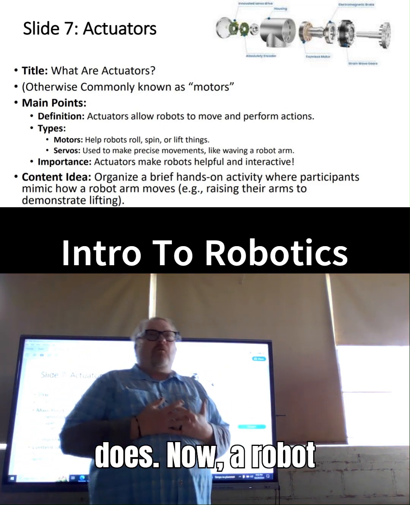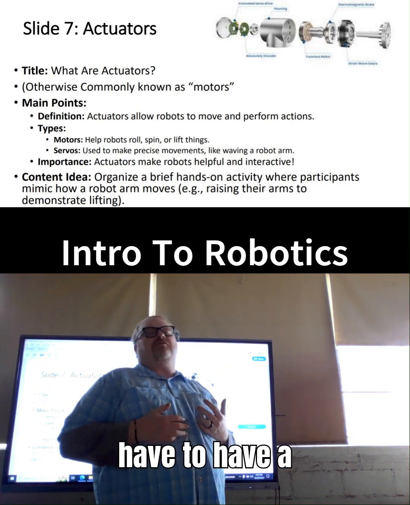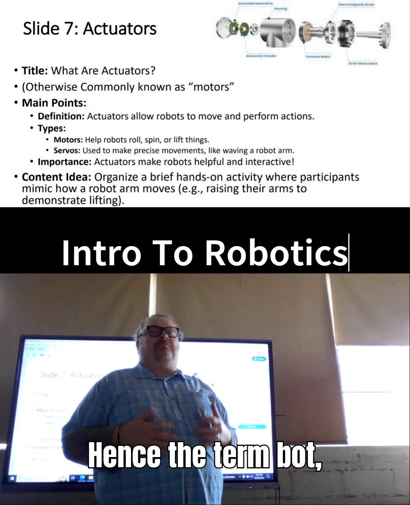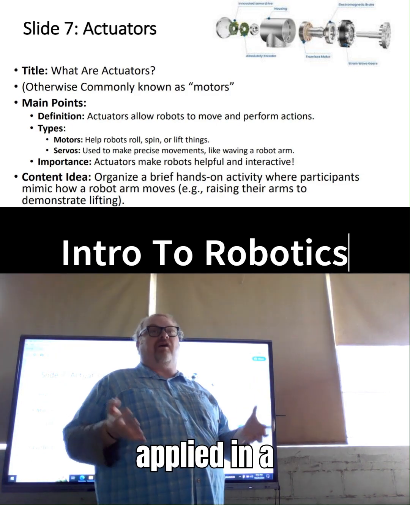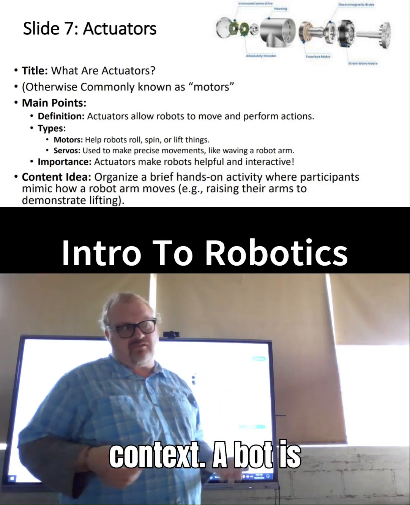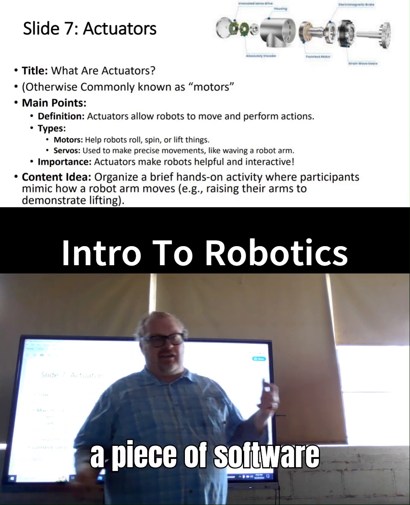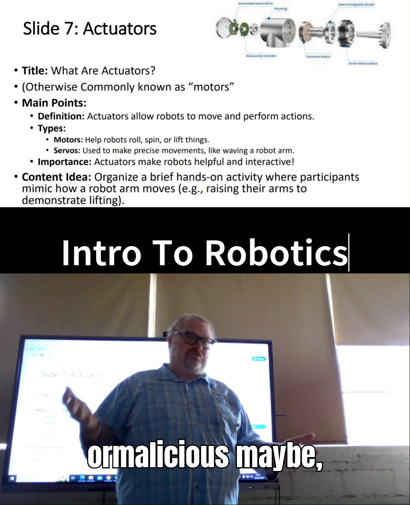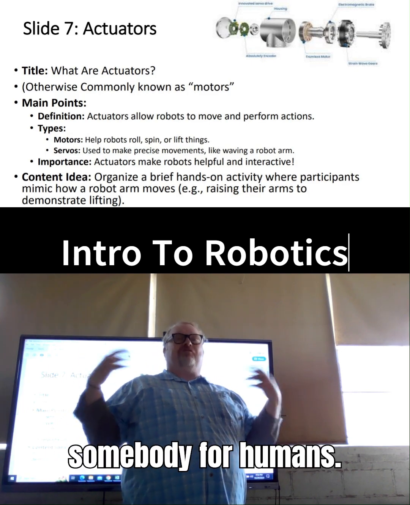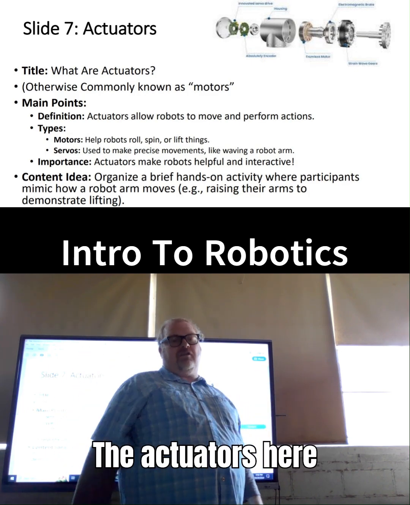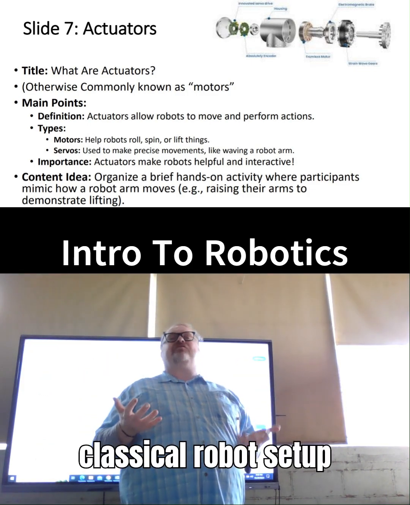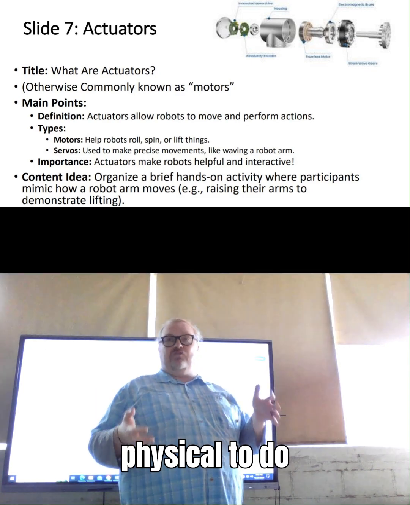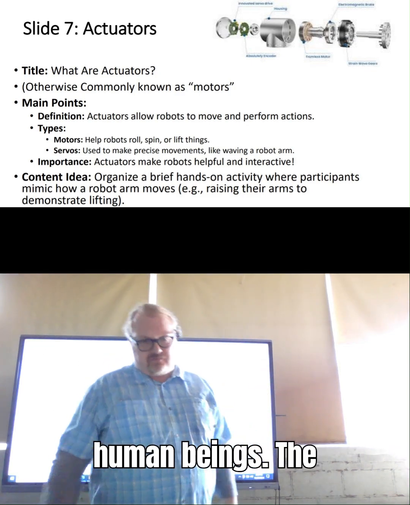Now, a robot doesn't necessarily have to have a mechanical component, theoretically. Hence the term bot, if you've ever heard that. That's usually applied in a software-only context. A bot is a piece of software that does something automatically, useful or malicious maybe, but useful to somebody. The actuators here are more of the classical robot setup that move something physical to do something useful for human beings.